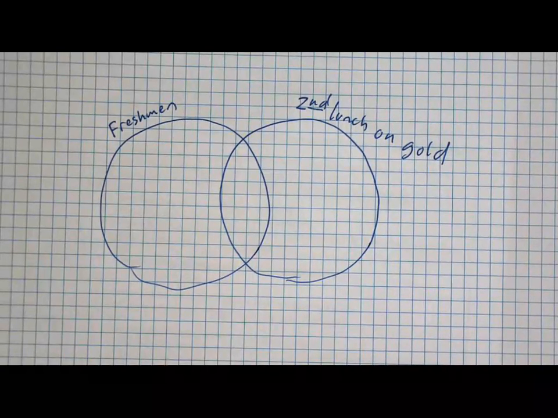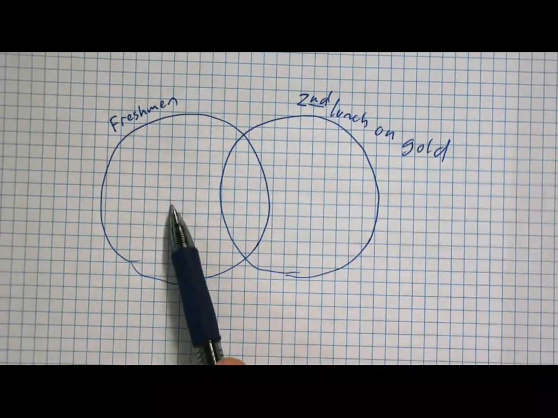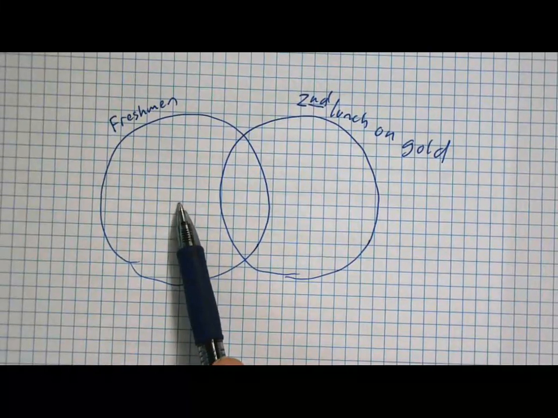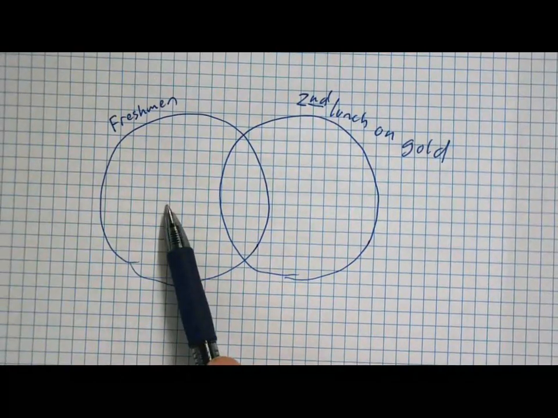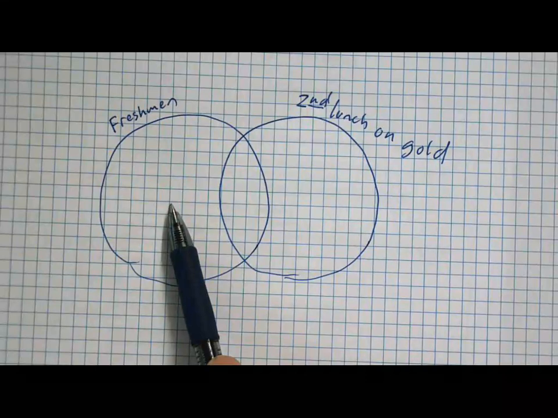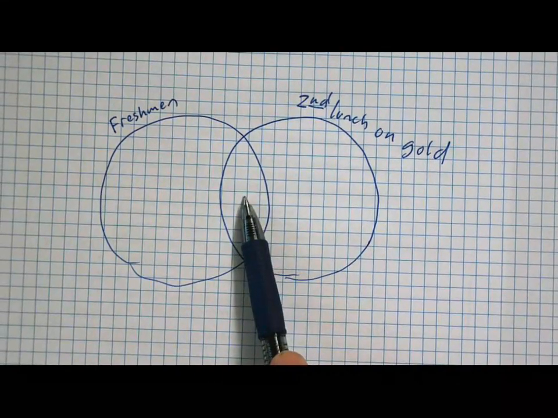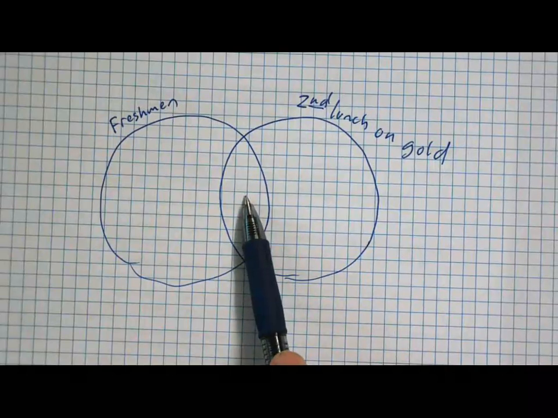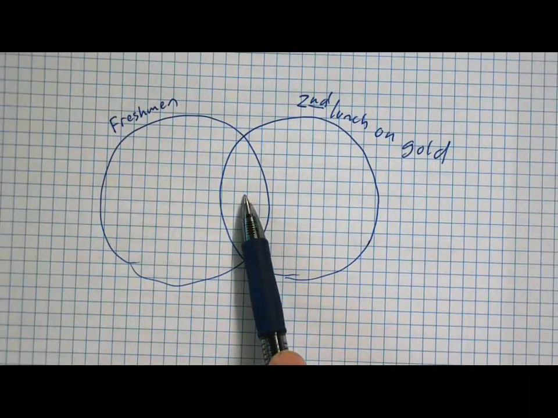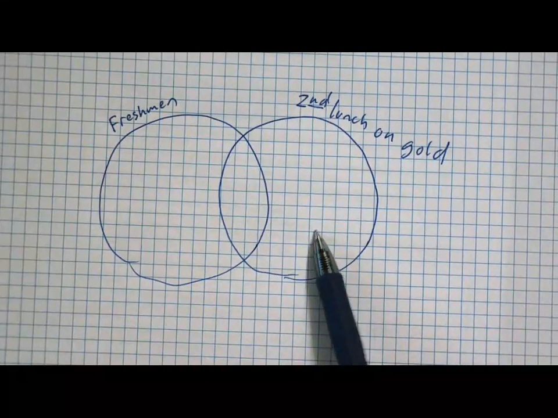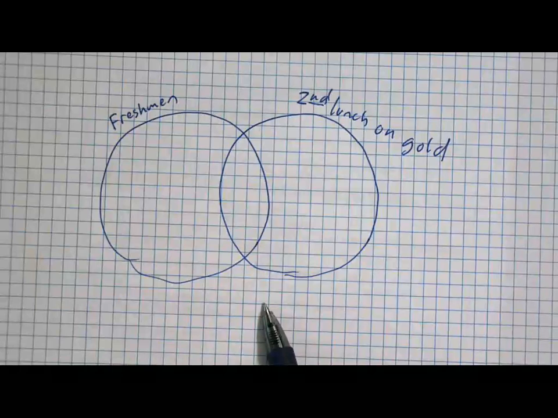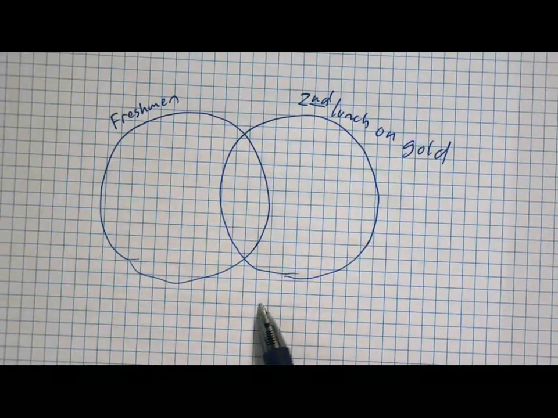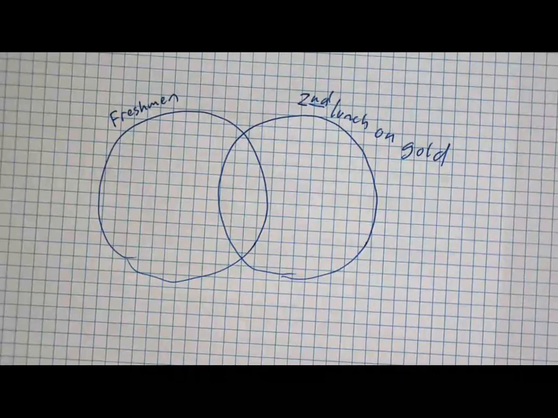So out of curiosity, how many of you belong in this region here? Raise your hand if you're a freshman, but you do not have second lunch on gold day. All right, that's about half of us. How many of you belong in here? You're a freshman and you do have second lunch on gold day. Couple? How about folks that are out here? You're not a freshman, but you do have second lunch on gold day. Fantastic, got a few. Anybody out here? So we understand how Venn diagrams work.